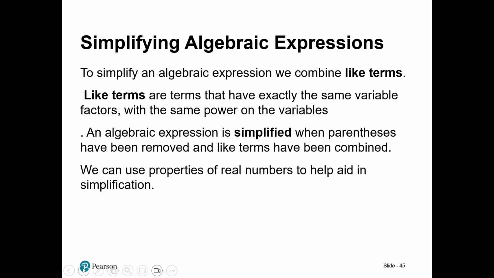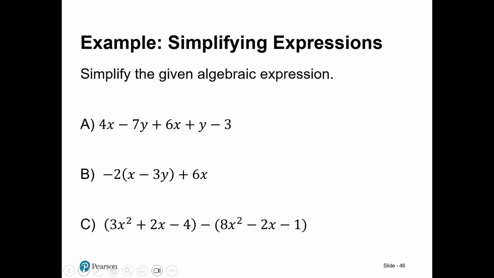So to simplify an algebraic expression, we combine like terms. An algebraic expression is simplified when parentheses have been removed and like terms have been combined. There was the term I was looking for. We can use properties of real numbers to help aid in the simplification. Okay, so we're going to run through these.